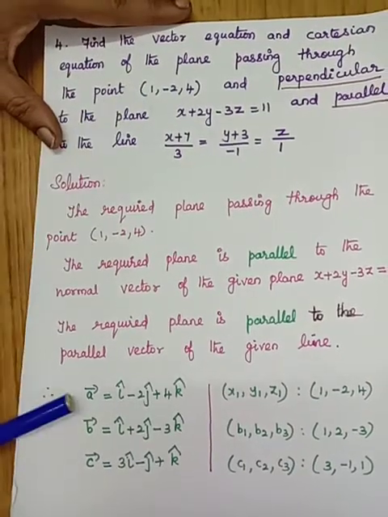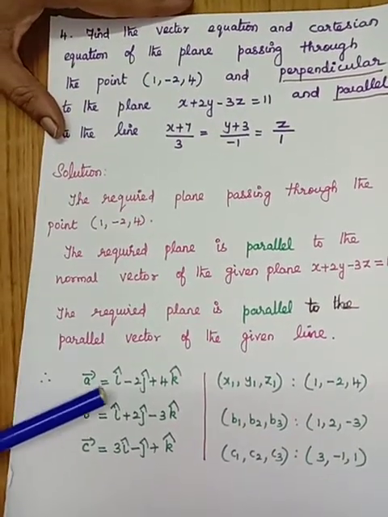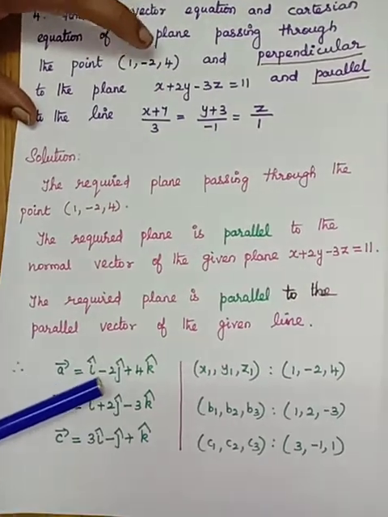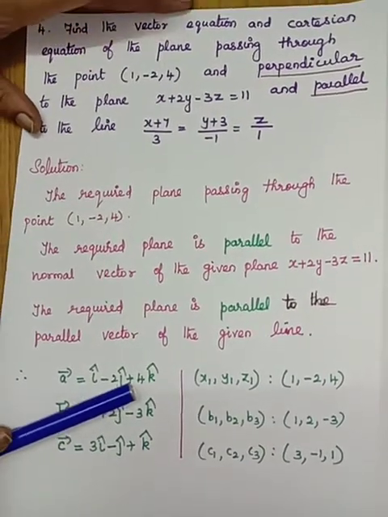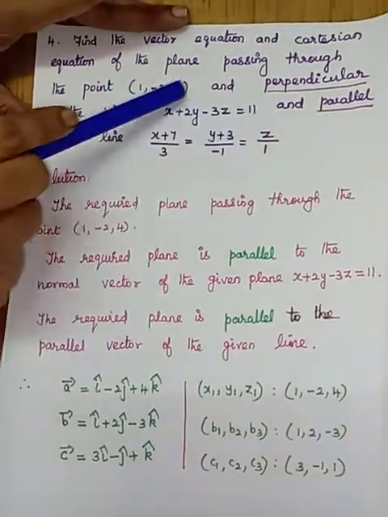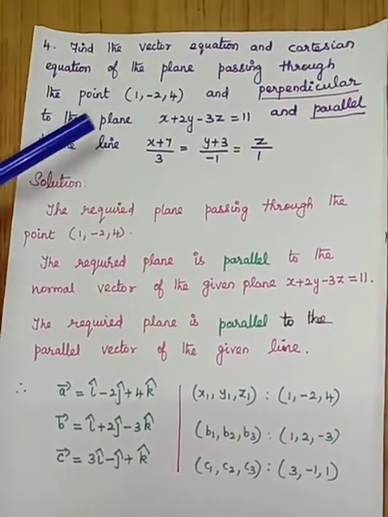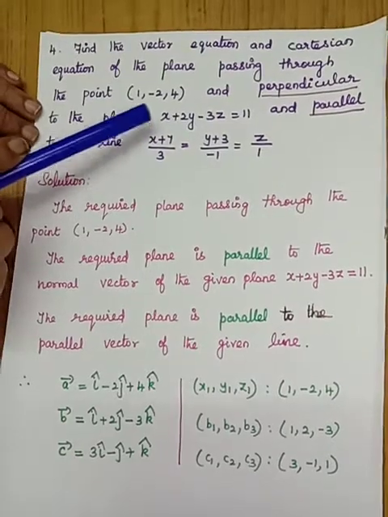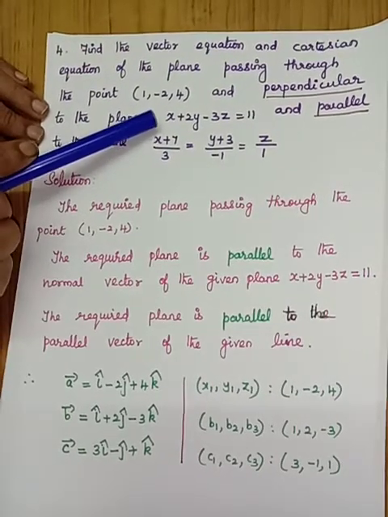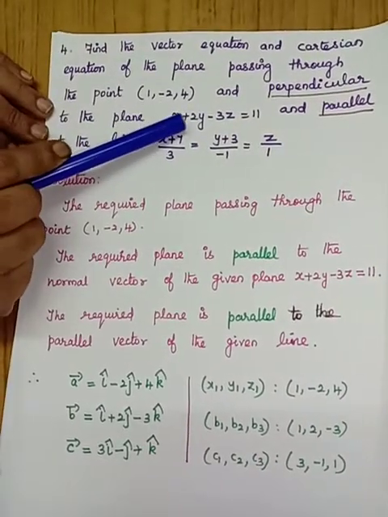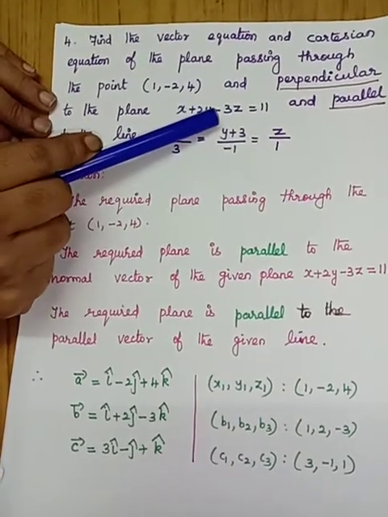So from that we can write a vector. What is your a vector? i cap minus 2j cap plus 4k cap. And from the given plane you have to find the normal. So what is the normal vector of this plane? That is i cap plus 2j cap minus 3k cap.